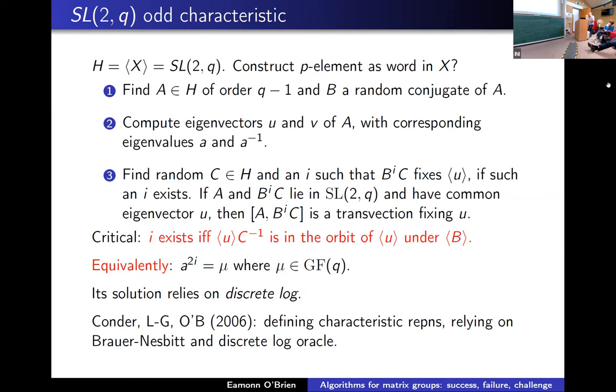Back in 2006, Marston Conder and my colleague Charles and myself, we employed this technique to deal with defining characteristic representations of SO2Q. Essentially, what we're doing is we're taking our Steinberg characterization of representations of SO2Q, which tells you you're talking about tensor products of Frobenius twists of groups, and you unfurl your given matrices all the way down to 2x2 matrices. You use this approach to find the involution, to find the p element in the 2x2 context, and pull it all the way back up to your given representation.